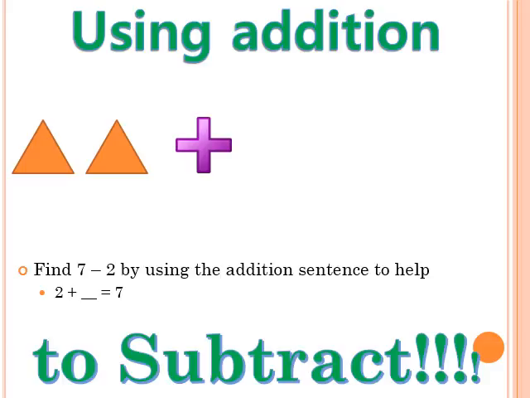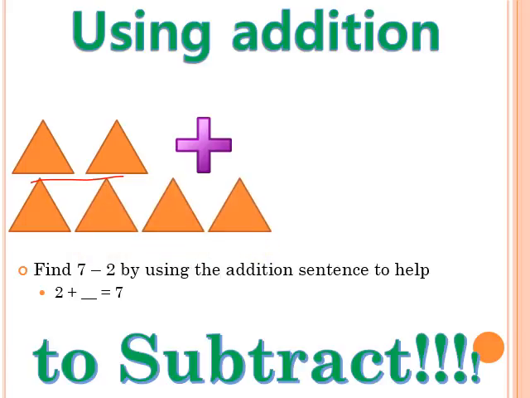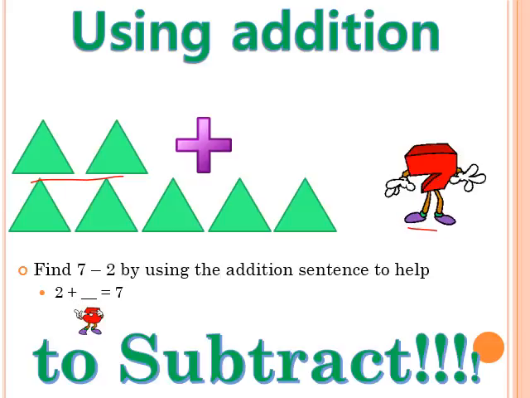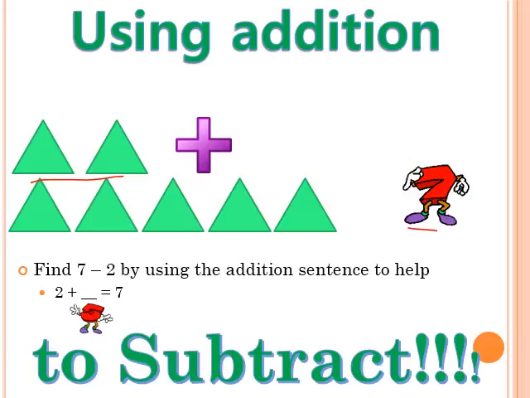2 plus something equals 7. Now, we've got 2 up here. Let's count up to 7. 2, 3, 4, 5, 6, 7. So 1, 2, 3, 4, 5, 6, 7. Yep. 2 plus 5 equals 7. This strategy can be used for all kinds of problems, large and small.